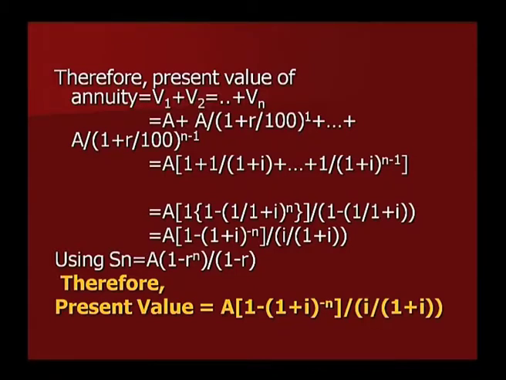that is equal to A multiplied by 1 minus 1 plus I to the power minus n whole divided by I upon 1 plus I. Using the formula Sn is equal to A 1 minus Rn upon 1 minus R, therefore, present value is equal to A multiplied by 1 minus 1 plus I to the power minus n whole divided by I upon 1 plus I.